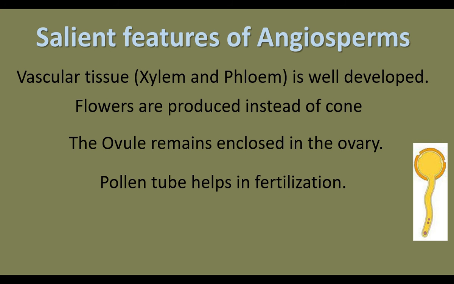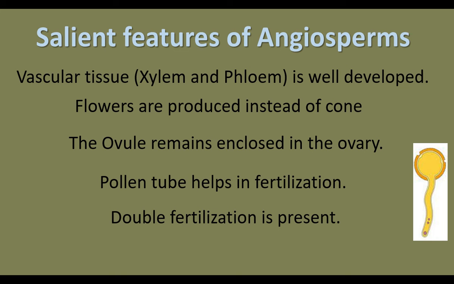Pollen tube helps in fertilization. When a pollen grain falls on the stigma, the pollen tube carries male gametes through the style and reaches the ovary. Double fertilization takes place. The pollen tube carries two male gametes.